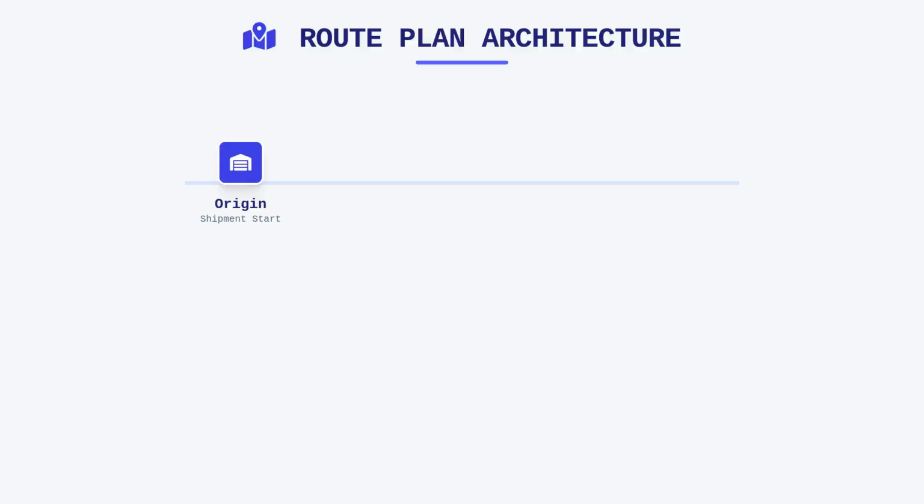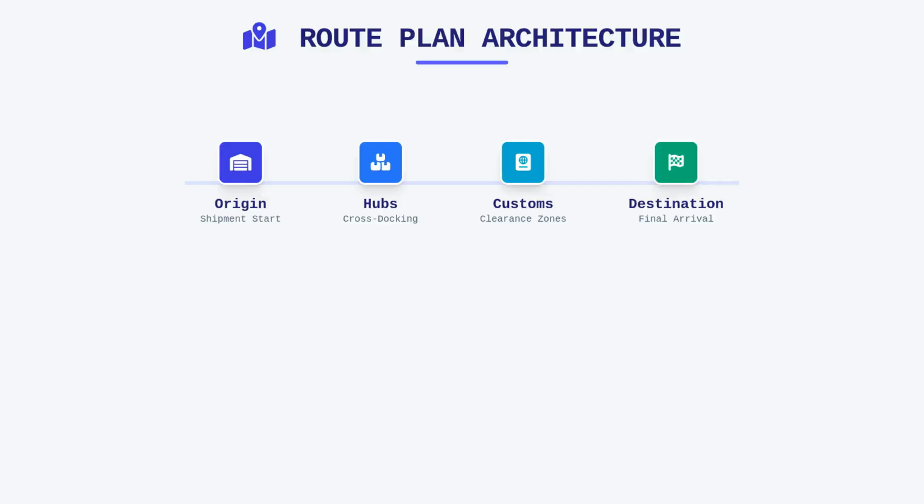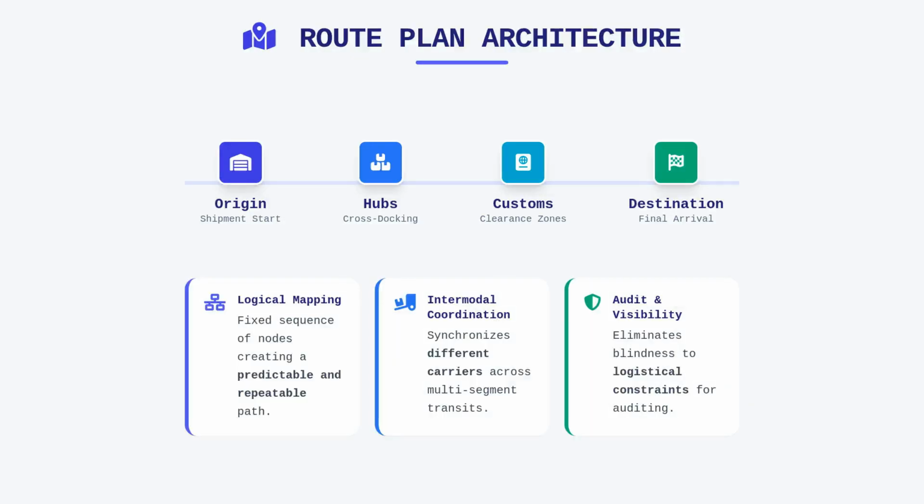These nodes are not merely placeholders. They represent functional checkpoints, such as cross-docking facilities, regional distribution hubs, or specific customs clearance zones. By establishing these segments, you allow the system to coordinate intermodal movements involving different carriers at various stages of the transit. It is a configuration that effectively maps out the logical path of a load, ensuring that the movement of goods is predictable, repeatable, and capable of being audited. Without a well-defined route plan, the system remains blind to the logistical constraints of your international transport operations.